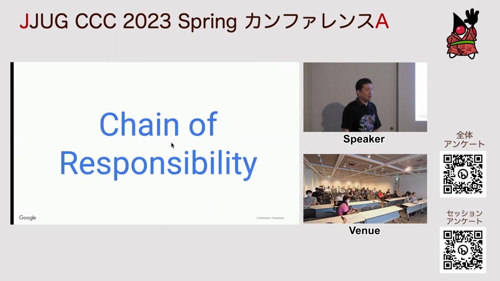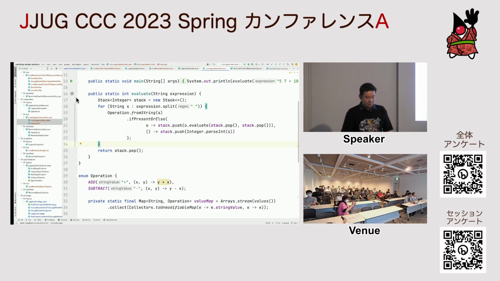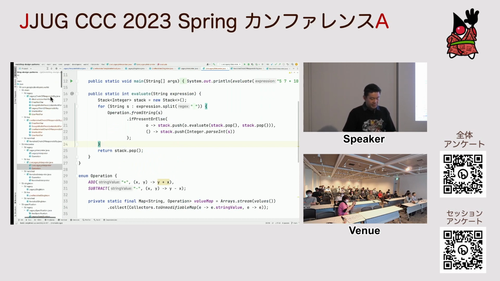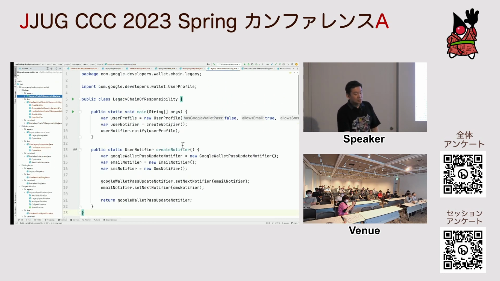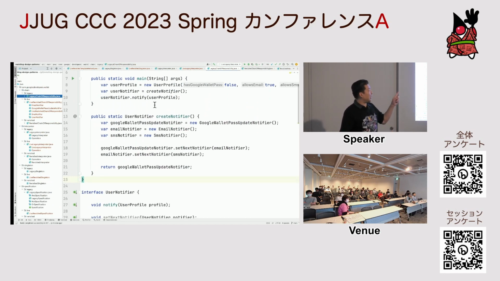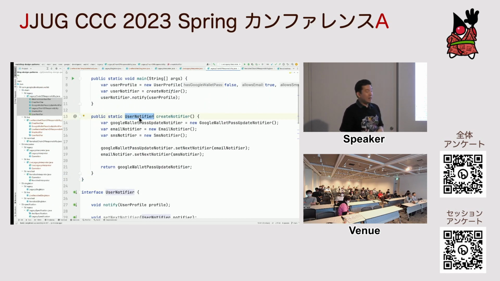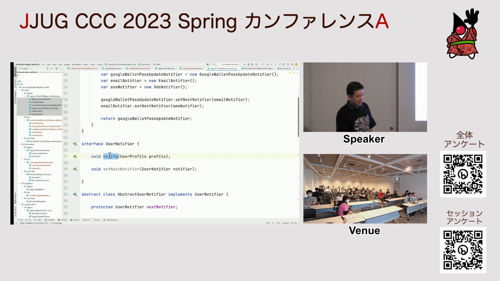So next one, chain of responsibility. This is a good one because the name is complicated, but we use it a lot of time in our code. Let me show you an example. So if we have the chain here, the use case here is I have a user notifier. Okay, and the user notifier interface is like this one. It has a method to notify and a method to set the next one. And why is it a chain?